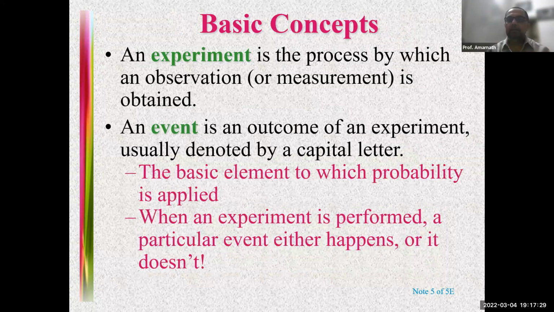An experiment is the process by which an observation or measurement is obtained. So these are terminologies which you need to understand. Don't get confused at all. Things are highlighted here when I say this thing is very much important. An event is an outcome of an experiment, usually denoted by a capital letter. The basic element to which probability is applied is an event. When an experiment is performed, a particular event either happens or it doesn't happen. So tomorrow it may rain or it may not rain. That's an event. When you perform this, it may happen or it may not. So these are all assumptions.